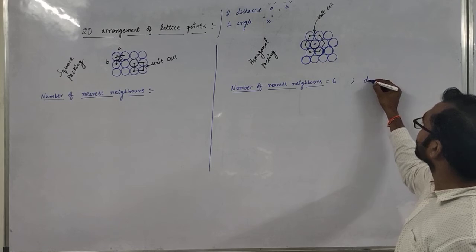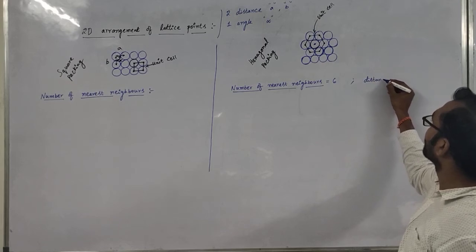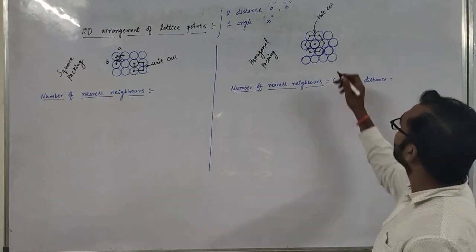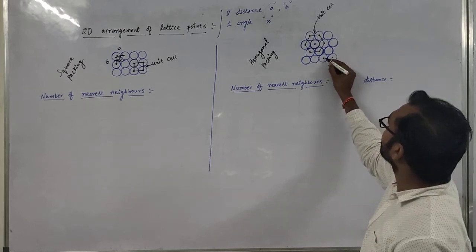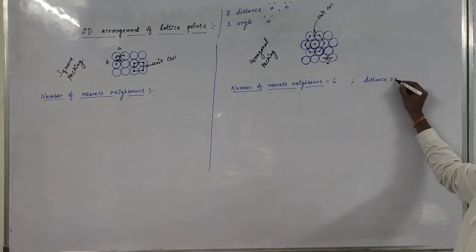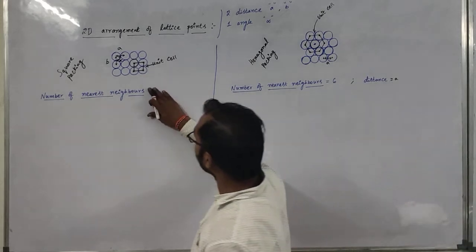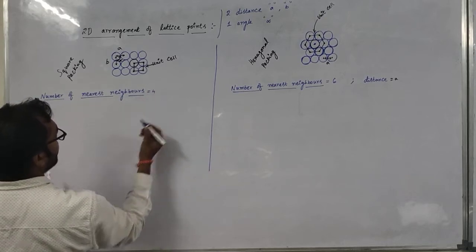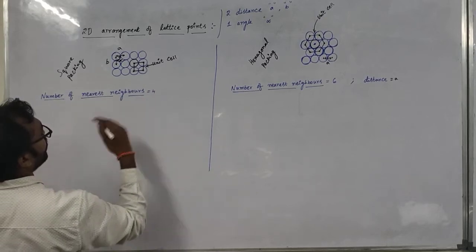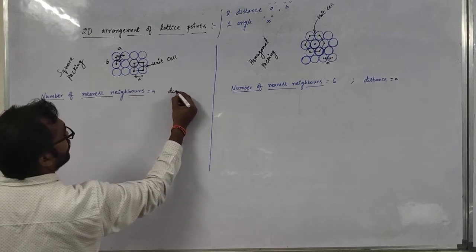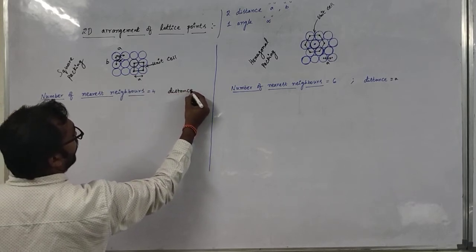And each one is separated by a distance. Let me assume the distance as a. Let me assume the distance between these two as a. So each one is separated by a distance a. Now here the number of nearest neighbors is 4. Let me assume the distance of separation here also as a. Distance a.